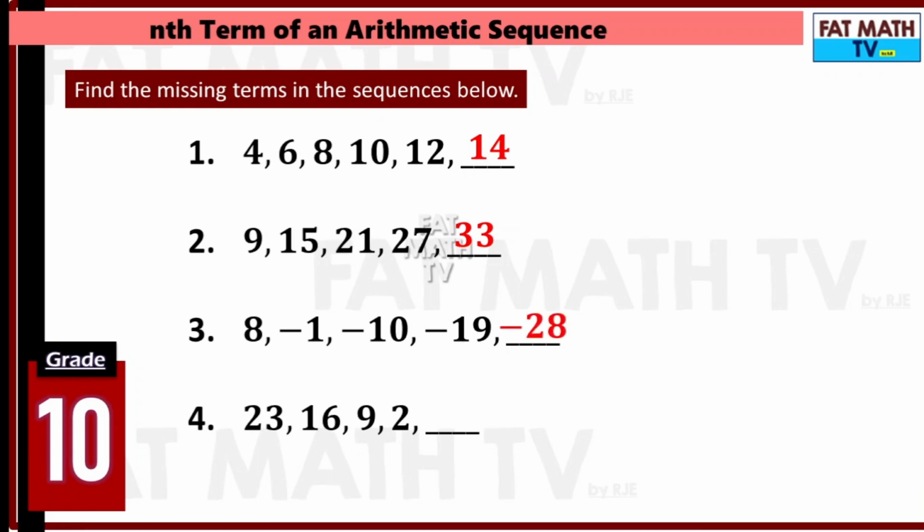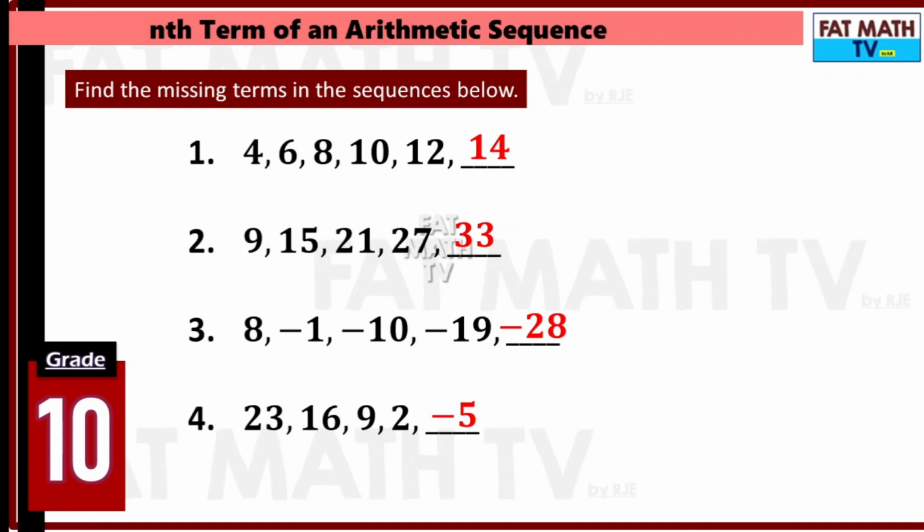How about number 4? You add negative 7 or subtract 7. So 23 minus 7, that's 16. 16 minus 7, that's 9. 9 minus 7, that's 2. 2 minus 7, that's negative 5.